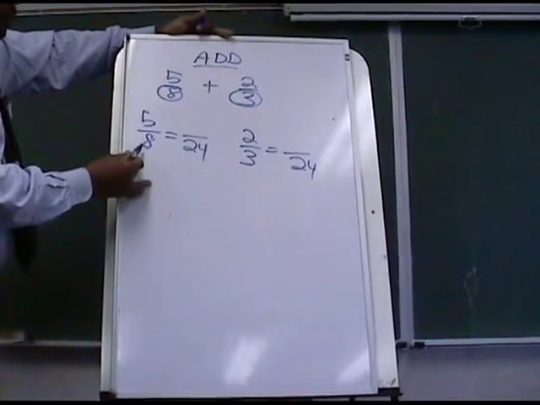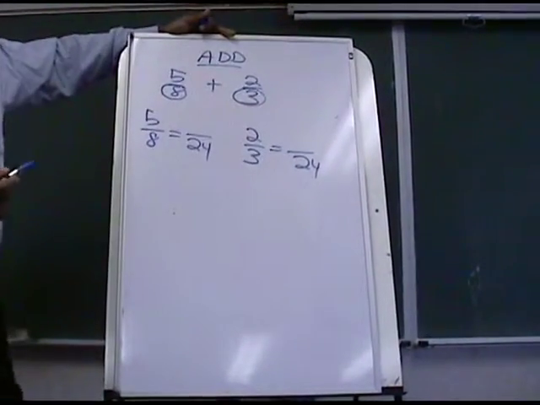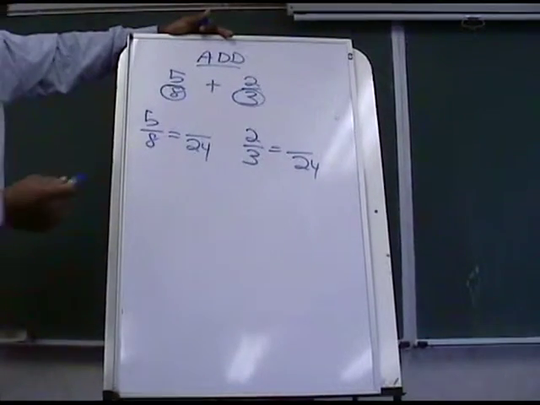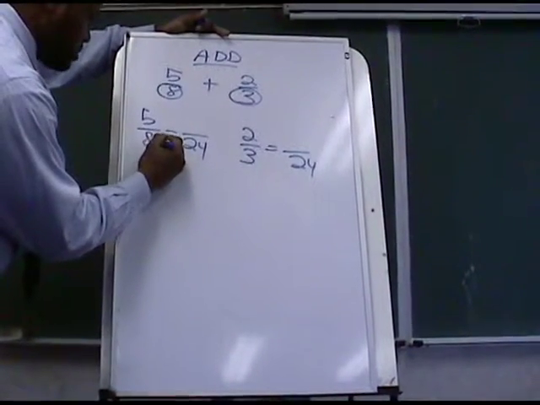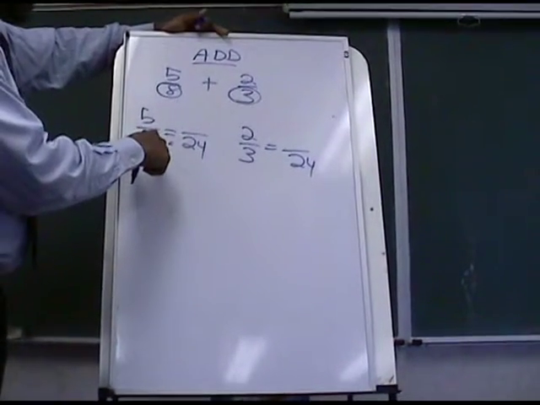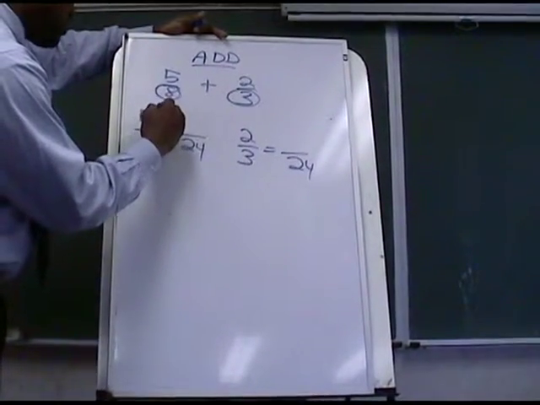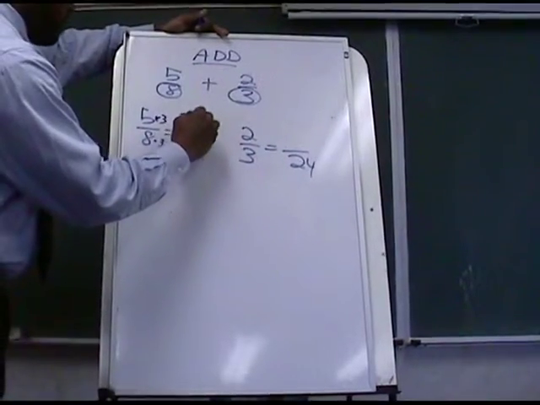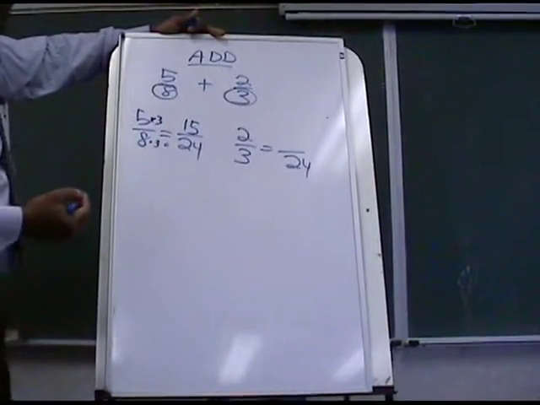What number do we have to multiply 8 by to get 24? 3. So we multiply 8 times 3 to get 24. That means whatever we do to the bottom, we have to do to the top. So 5 times 3 is what? 15. So 5 over 8 is equal to 15 over 24.